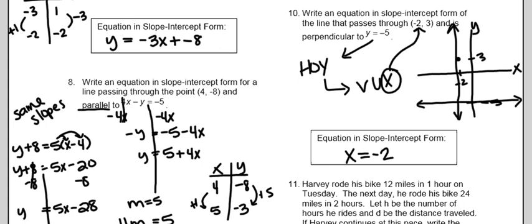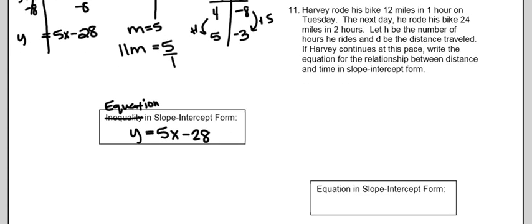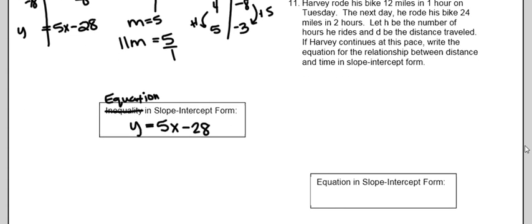Okay, last but not least, let's read about Harvey. Harvey rode his bike 12 miles in 1 hour on Tuesday. On the next day, he rode his bike 24 miles in 2 hours. Let h be the number of hours he rides and d be the distance traveled. If Harvey continues at this pace, write the equation for the relationship between the distance and time in slope-intercept form. Beautiful. I love it. Good job, Harvey.